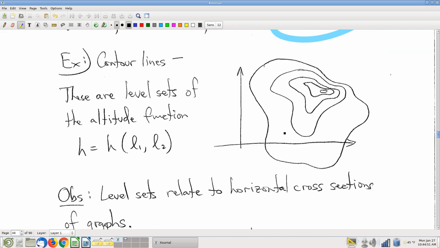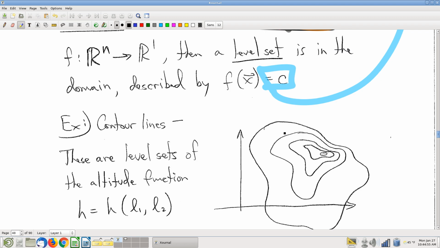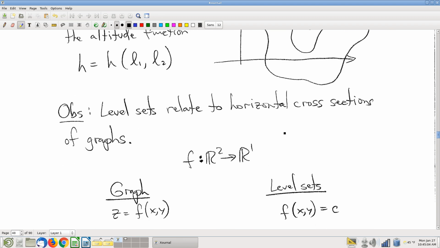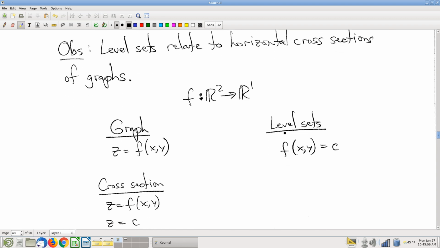So another real world relatable example of level sets. It's a different kind of picture, a different sort of geometric intuition. Pros and cons, we'll talk about some of those as we go along. I will point out there is a connection, a relationship between graphs and level sets. It actually motivates the term level set.